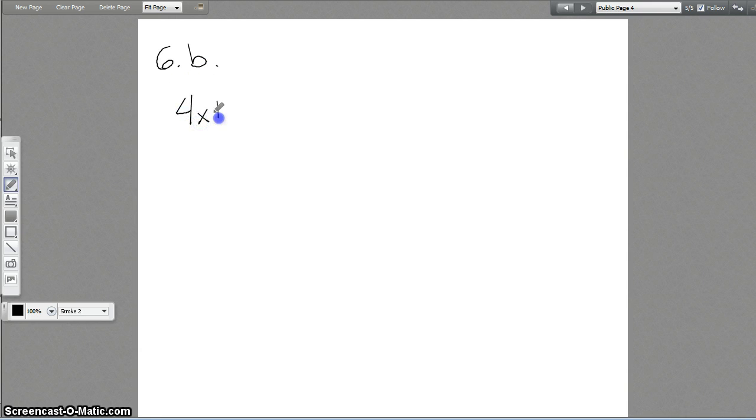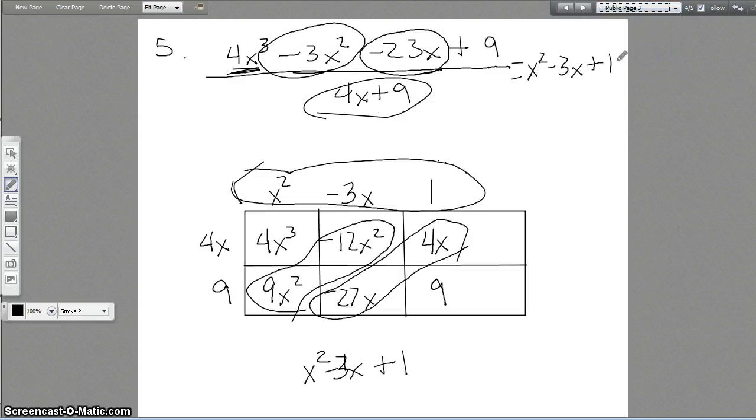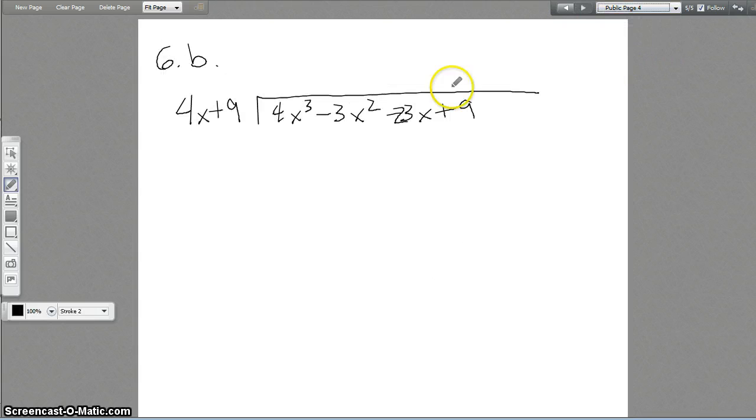We're going to be dividing by 4x plus 9, and we're going to divide that into 4x cubed minus 3x squared, where is it, minus 23x, and then plus 9. So you can see if I flip this back here that this is the same problem. 4x cubed minus 3x squared minus 23x plus 9. And then here we are again with that exact same problem. This time though, we're going to work it out the long division way.